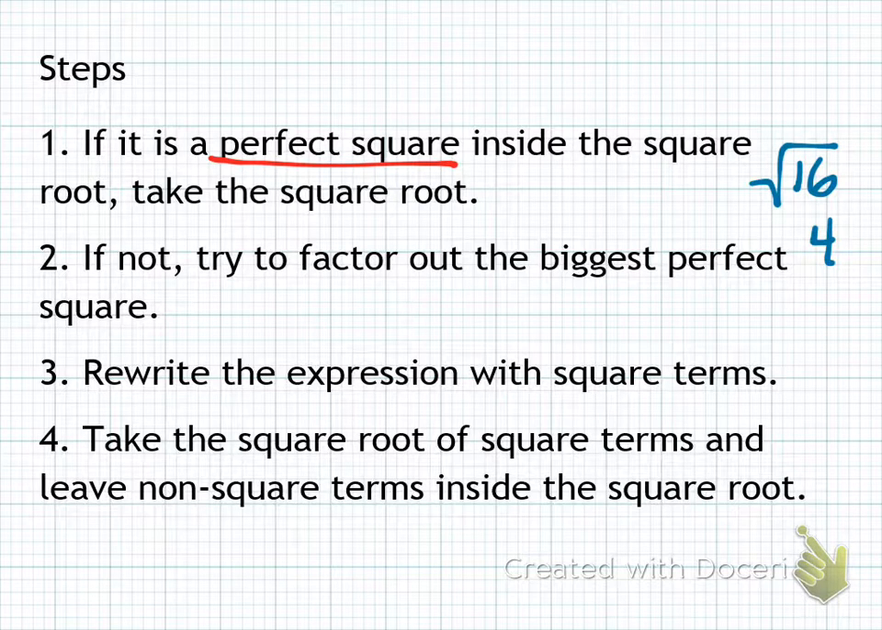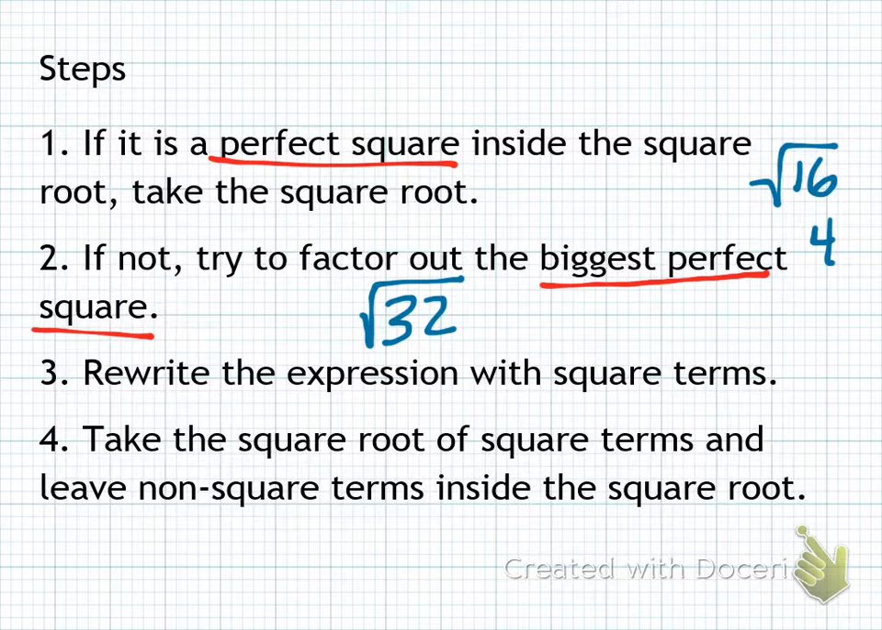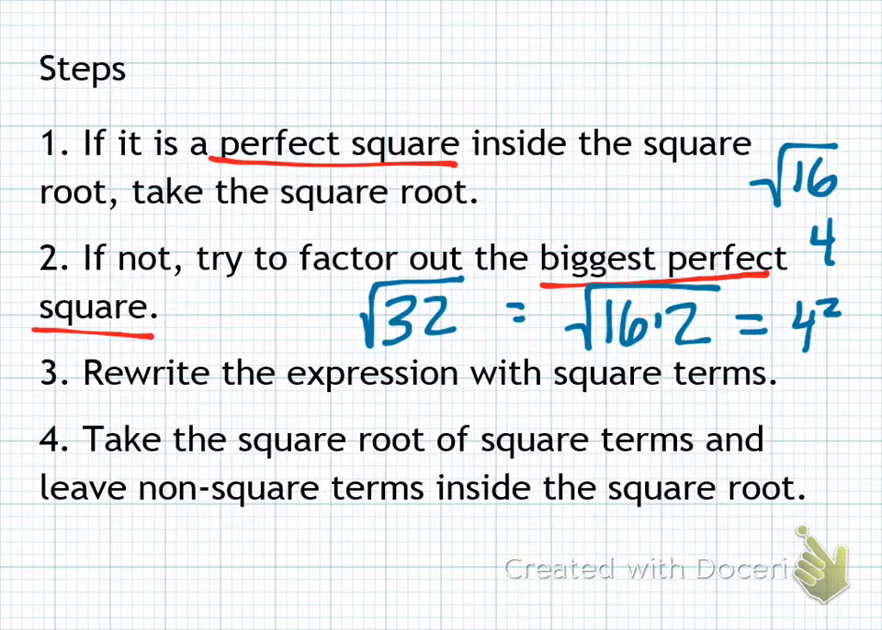Where it gets a little more tricky is if we don't have a perfect square right away. You want to try to factor out the biggest perfect square that you can. So if I have, say, the square root of 32, I know that that's just equal to 16 times 2 under the square root. I'm factoring this 16 because I know that that's a perfect square. So I factored that from 32, and then that comes out.